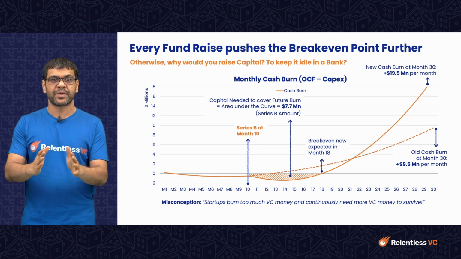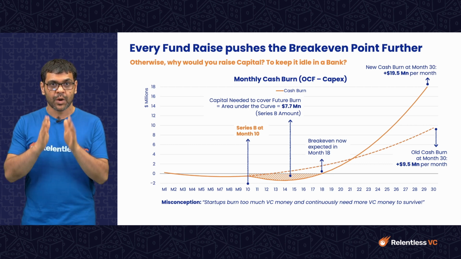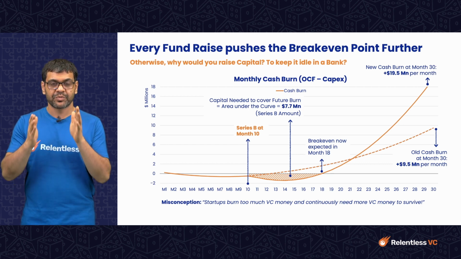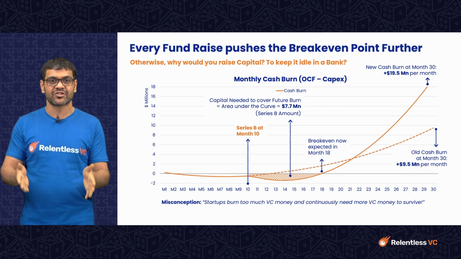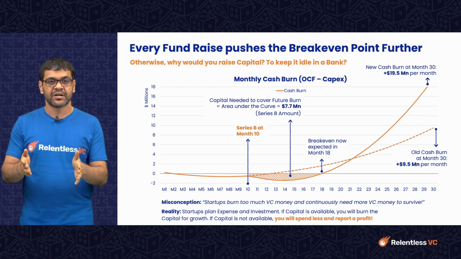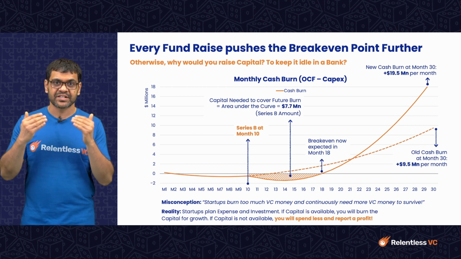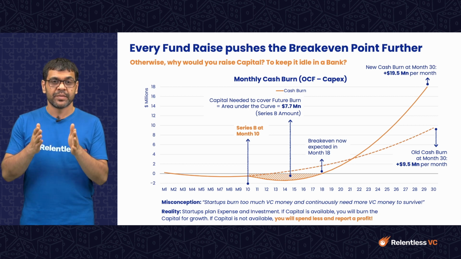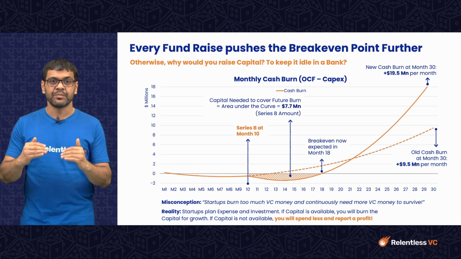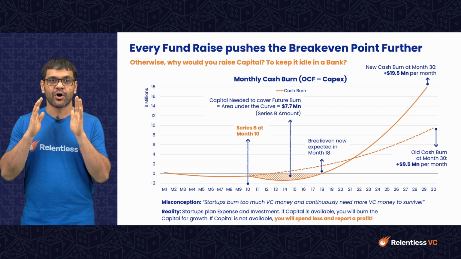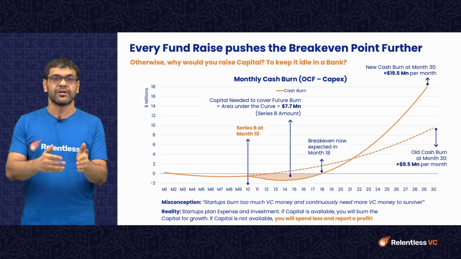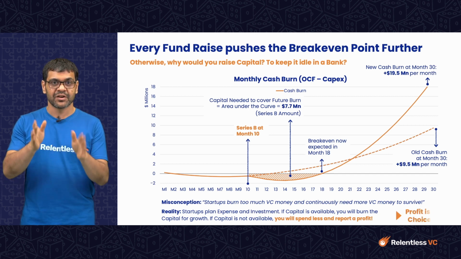As long as the startup can attract capital and has growth opportunities available to deploy that capital, it will keep raising capital, which mathematically implies that it will keep burning cash. The reality is that startups plan expense and investment. If capital is available, you will raise capital and use it for growth, which will make you cash negative. But if capital is not available, you will spend less and become cash positive. Ignoring the effect of accrual terms, this means that you will report a profit when you cannot raise capital to fund your losses. So here's the takeaway.